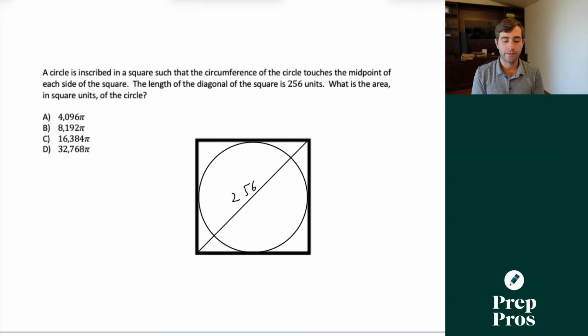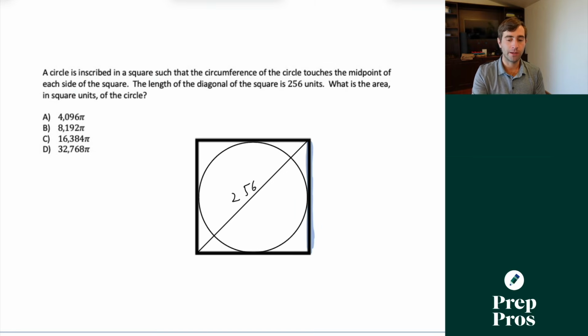Now that we have this drawn out and we have that diagonal of the square drawn in, what we really want to think about is that we're trying to solve for the area of the circle. So what we want to determine is the side length of the square, because that's going to give us the diameter of the circle, since it goes all the way from the top to the bottom. Once we know that, we can take half of it and that's going to give us the radius. And we know our area for a circle is pi r squared.